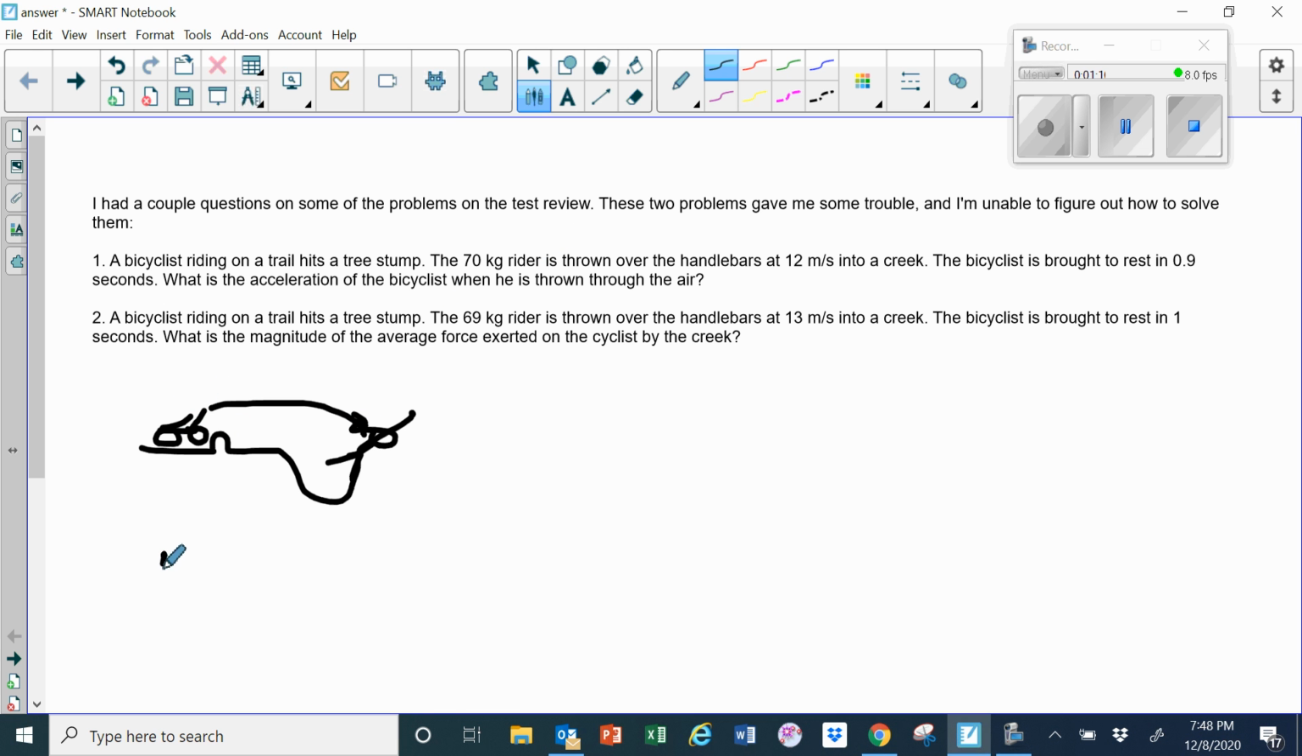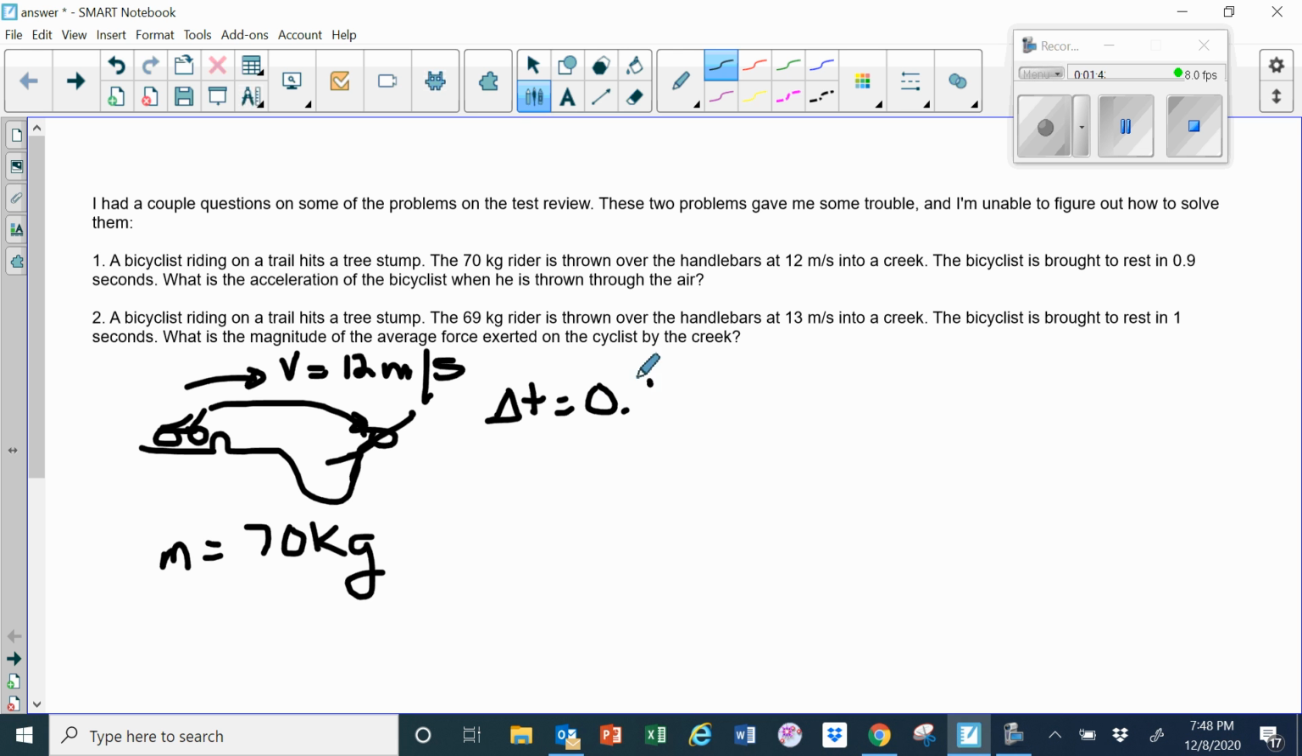His mass, the mass of the bicyclist, I'm going to take the first problem, is 70 kilograms. Okay? And he's thrown over the handlebars at a velocity of 12 meters per second. Okay? And he's going forward. And he's brought to rest in a certain amount of time. He's brought to rest on the side of the creek in a delta t of 0.9 seconds. Okay?